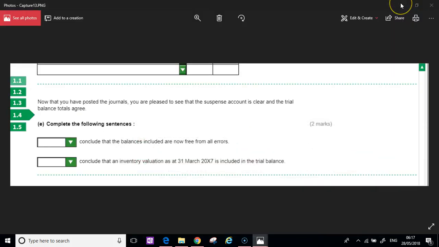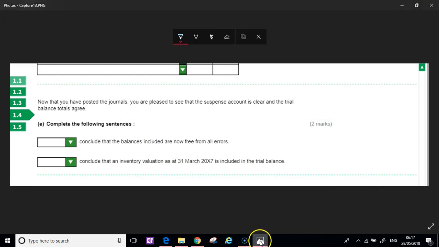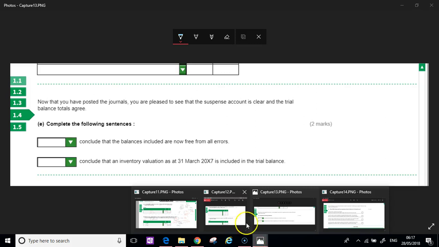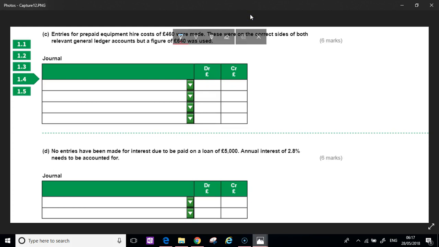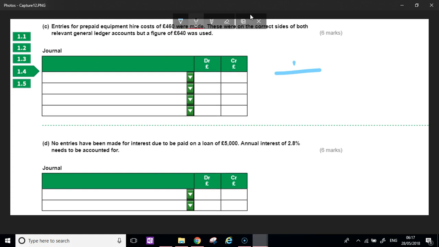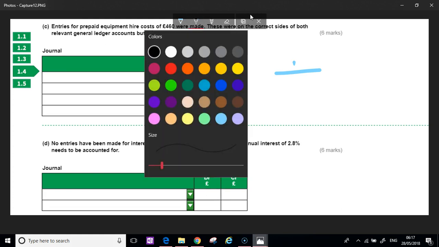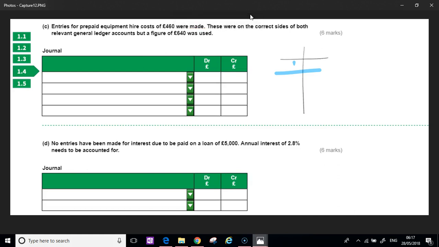Let's look at the next one. I believe the next one is chapter 12. So it says here entries for prepaid equipment hire costs. So I have prepayment and I have equipment hire.